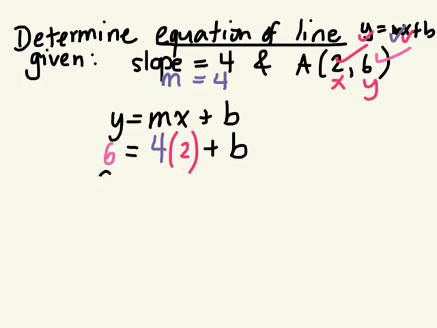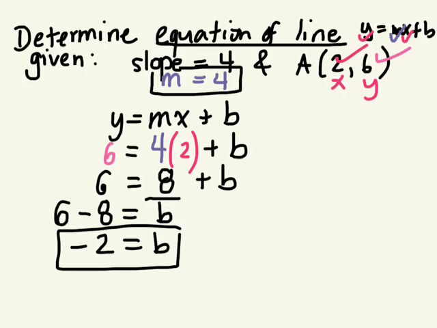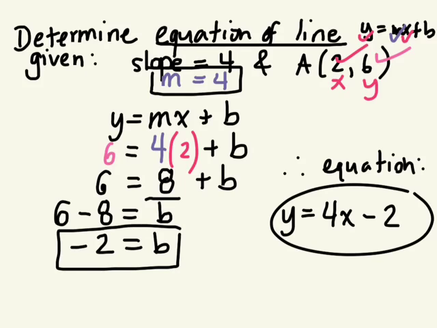So this is easy. 6 equals, what's 4 times 2, plus b. Isolate our variable. What do we need to do with this plus 8? Bring it to the other side, it becomes minus 8. What's 6 take away 8? Negative 2. So b is equal to negative 2. We were given our m. Therefore, what's the equation of this line in slope-intercept form? Y equals 4x minus 2. Perfect. Y equals 4x minus 2.